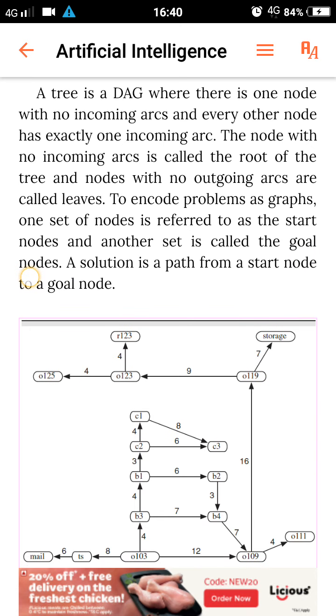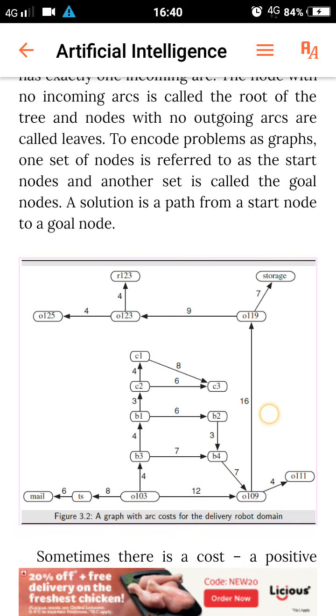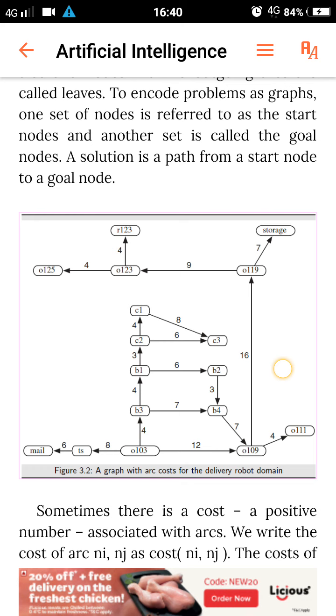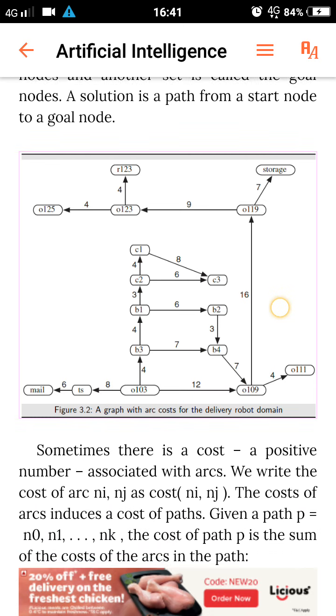That is DAG. A tree is a DAG where there is one node with no incoming arcs and every other node has exactly one incoming arc. The node with no incoming arc is called the root of the tree, and nodes with no outgoing arcs are called leaves. To encode problems as graphs, one set of nodes is referred to as the start nodes and another set is called the goal nodes. A solution is a path from a start node to a goal node.